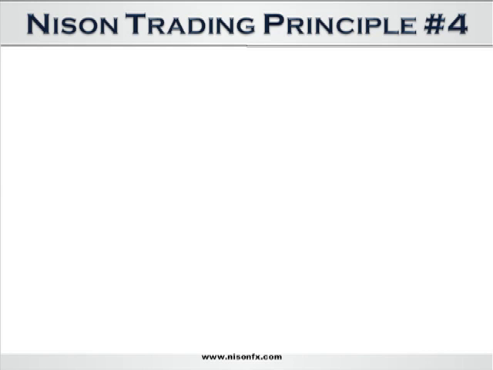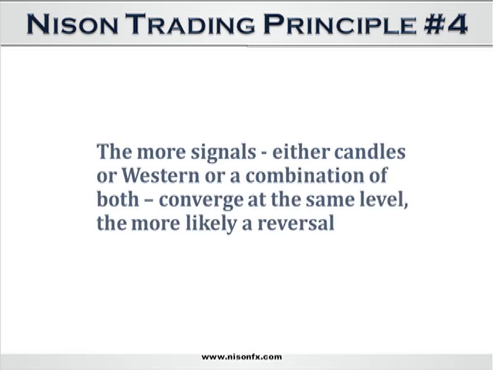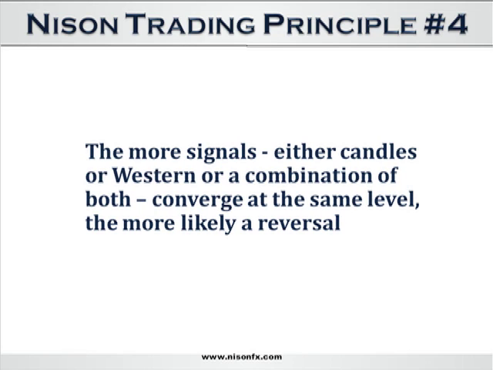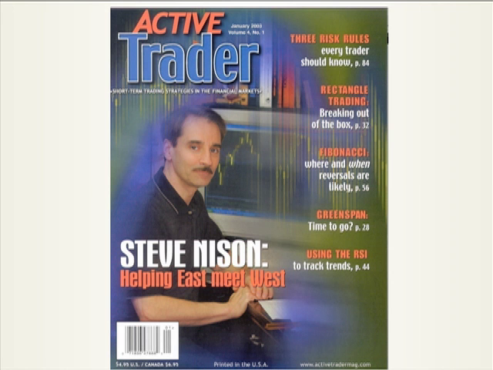Now, we have a series of what we call Nison trading principles. These are core trading principles that I've derived over my 35 years of trading with both candlesticks and Western indicators. One of these key points is that the more signals you have, either candlestick signals or Western signals, or if a candle signal confirms a Western signal, the greater the probability of a turn, because you have a series of technical indicators converging at the same area. So whatever Western indicator you use now, or whatever you learned at ISE, or will be using in the future, it's really easy and powerful to combine candles with Western indicators. And I do that all the time.